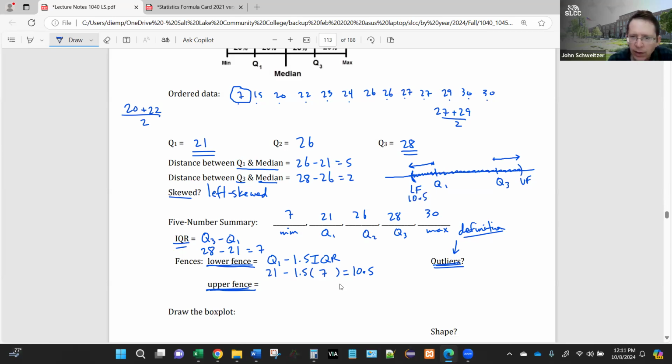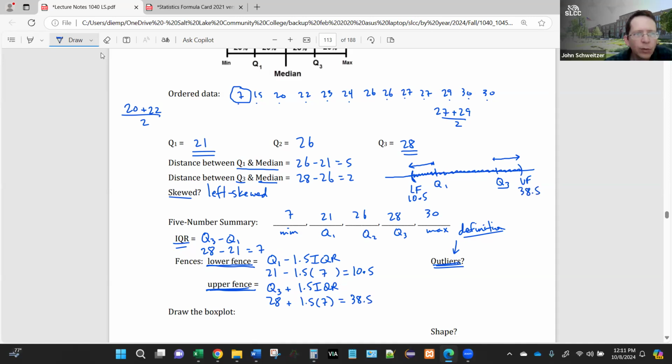The upper fence starts at a higher value in the data, Q3, the 75th percentile, and then it goes out the same distance, but to the right. So by the time you get out to this upper fence, you are pretty much at an extreme value for the data set. So what is Q3? That's 28 plus 1.5 times 7. And we can do that on the calculator as well. That's 38.5. So the upper fence here is 38.5.